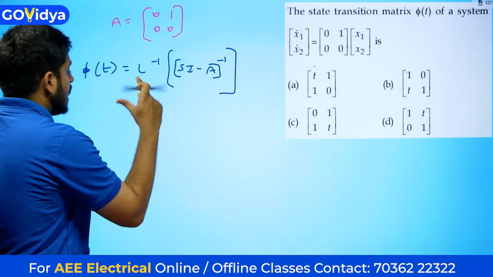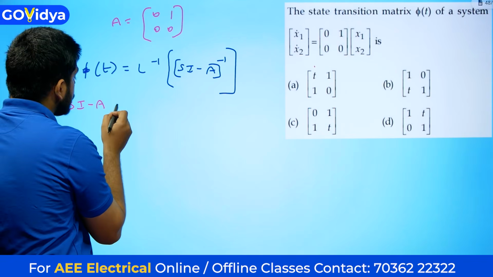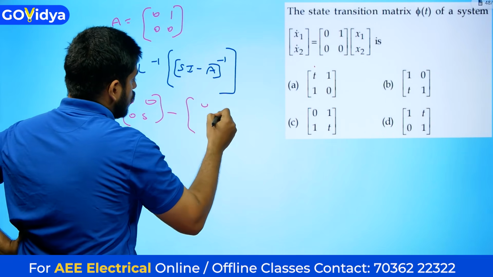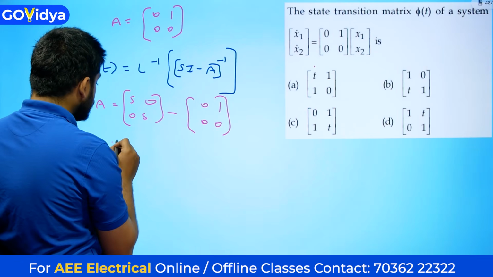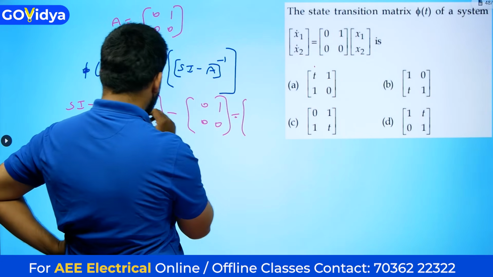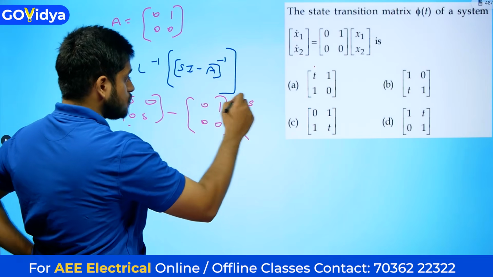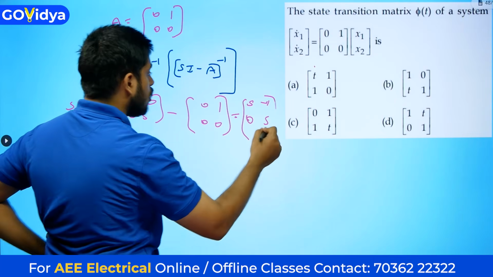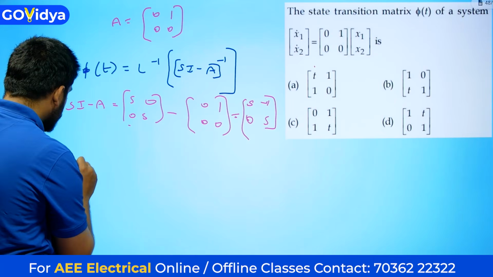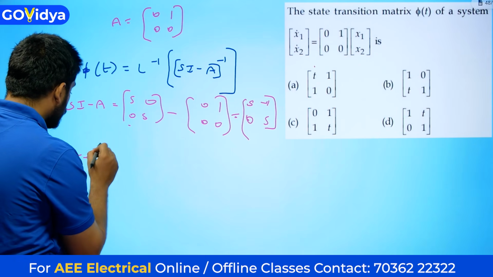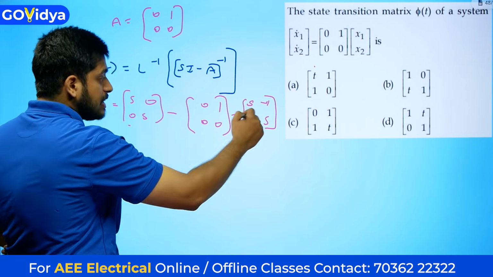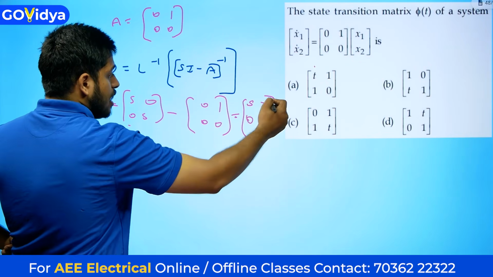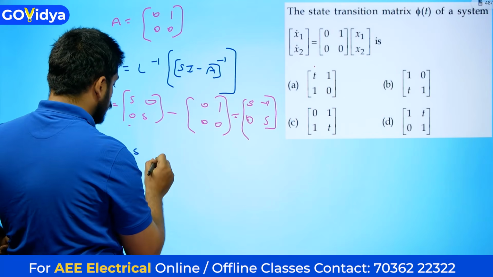So let us find SI minus A first. SI is S, 0, 0, S. SI minus what is my A? 0, 1, 0, 0. From this, I will get S minus 0 is S, 0 minus 1 is minus 1, 0 minus 0 is 0, S minus 0 is S. So I got my SI minus A. Now (SI minus A) whole inverse. The inverse of a matrix with entries A, B, C, D: A and D will exchange their positions, and B and C will be multiplied by minus, so 1 and 0.